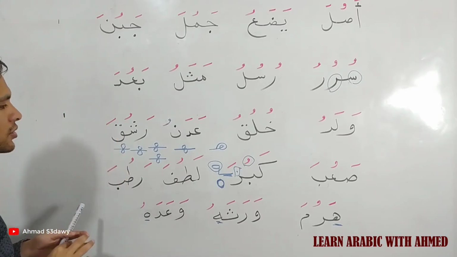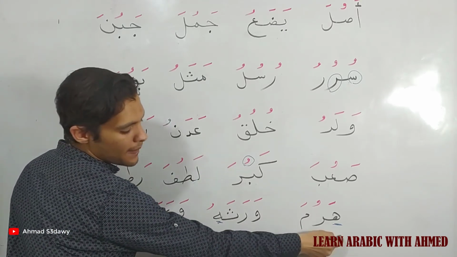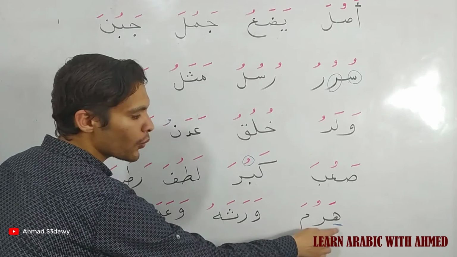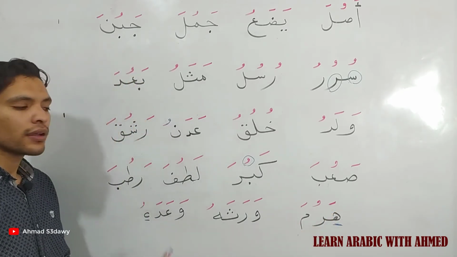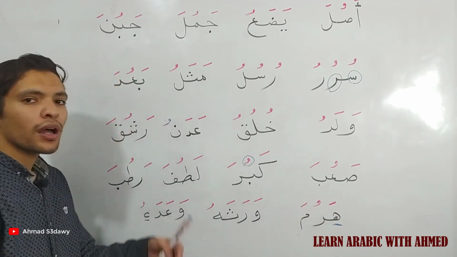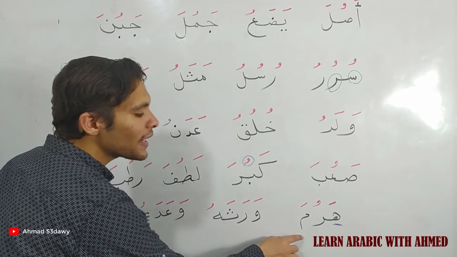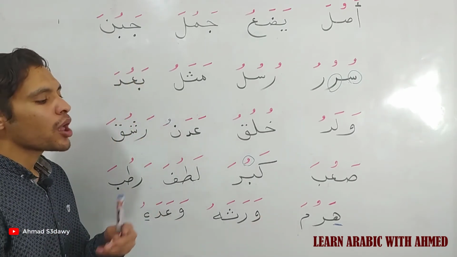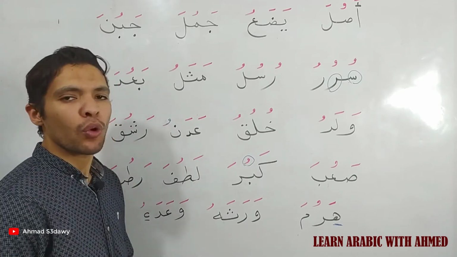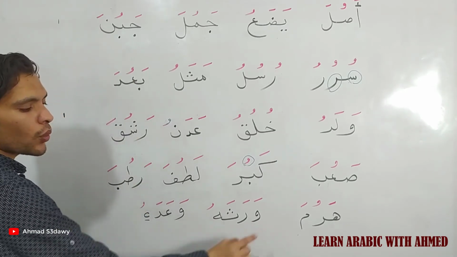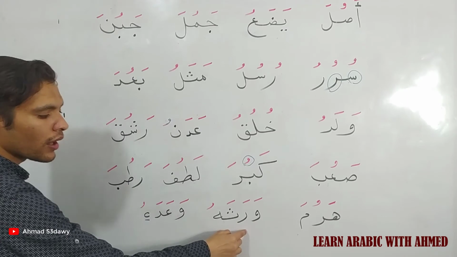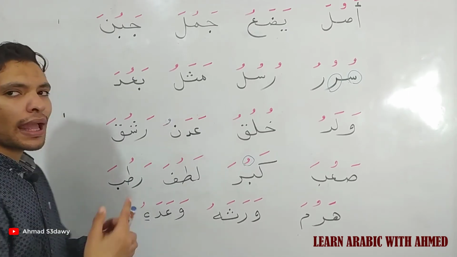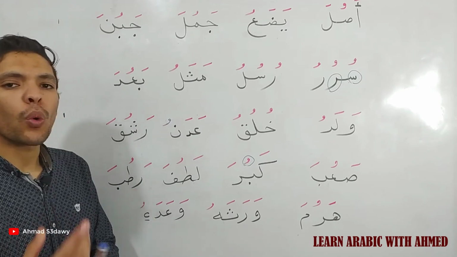Later inshallah in details. This is ha, and this is ha, and this is ha. Ha with fatha, ha. Ra with damma, ru. Mim with fatha, ma. So you say ha, ru, ma. Haruma. And we have this word, wa, ra, tha, hu. Ha with damma, hu.